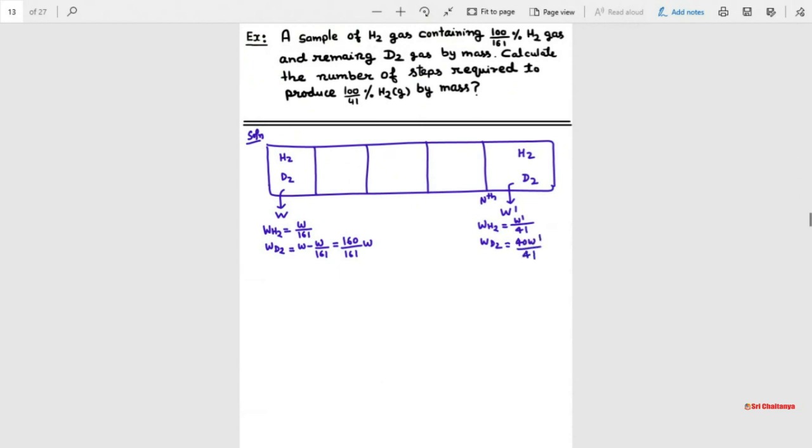So here again, if I write that, so now again, if I apply the formula which we have derived, we can write that the number of moles of lighter gas, that is hydrogen, after nth step. So we should write number of moles of deuterium gas.